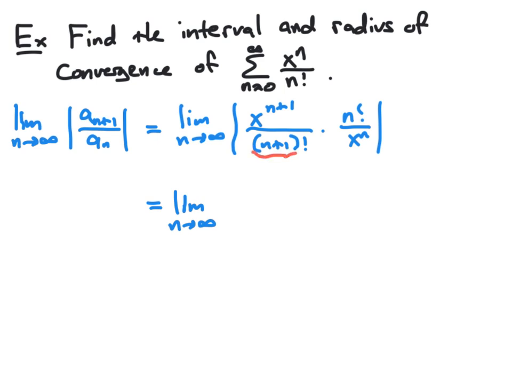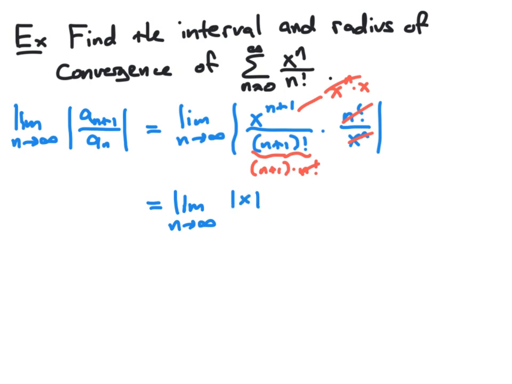Notice here that we have n plus 1 factorial, and we know that we can rewrite this as n plus 1 times n factorial. And so our n factorials here will cancel. We also have x to the n plus 1, which we can think of as x to the n times x, and therefore the x to the n's will cancel. And so what we are left with is an x in the numerator.